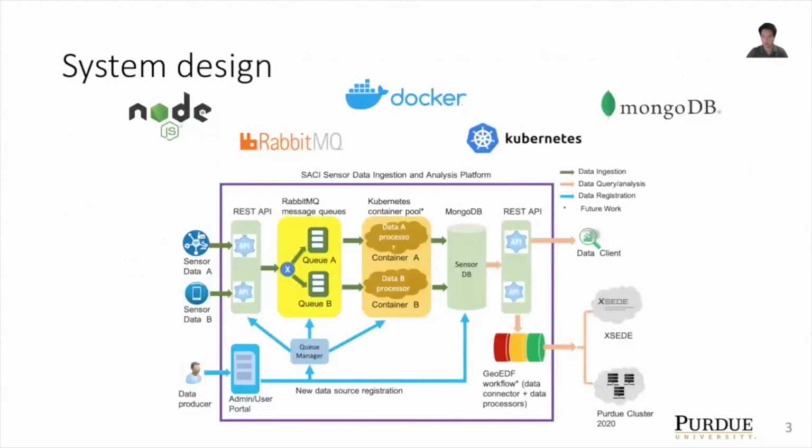So here is an overall design and software stack used to build the system. Briefly, SACI provides a REST API access point to users or devices by Node.js. Each data flow from various sources is controlled by the RabbitMQ message queue system, and the Docker container takes care of data processing. The backend database is based on MongoDB. We'll see how each component works with the data flow in the next slide.